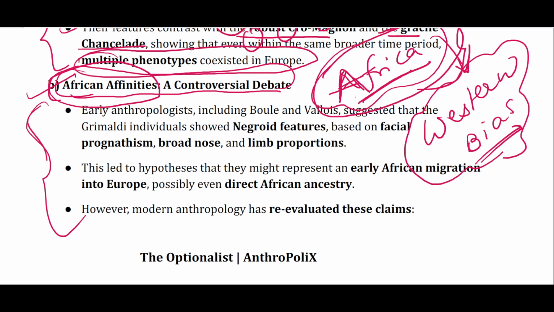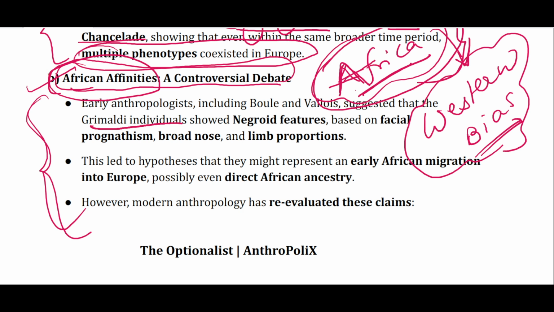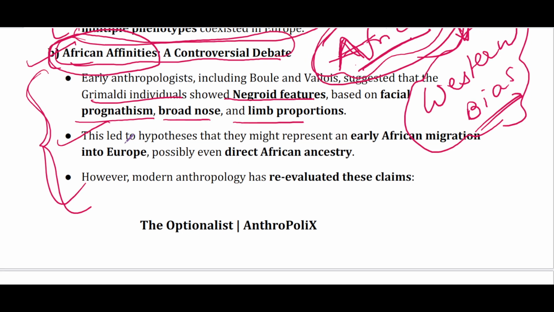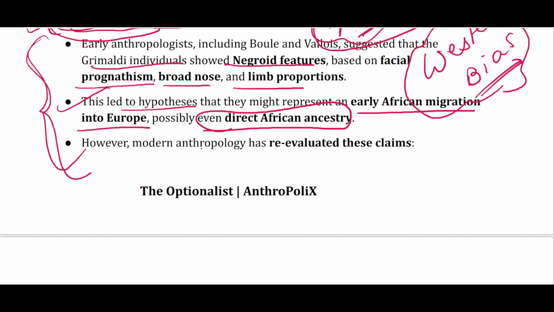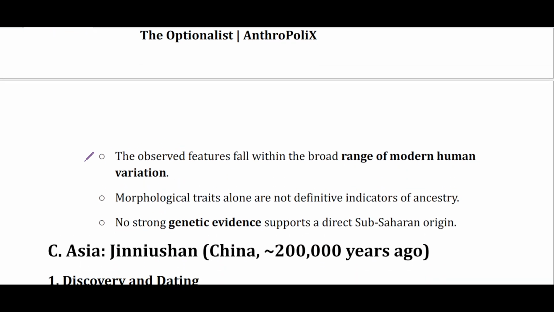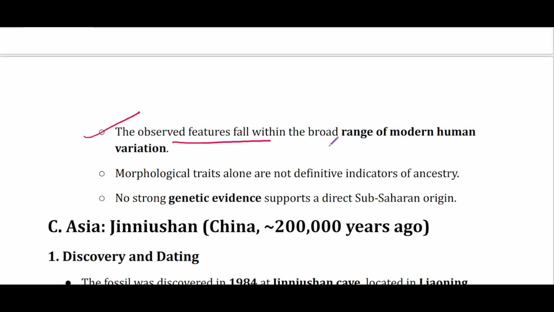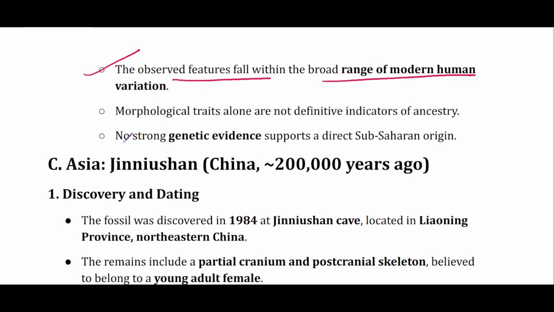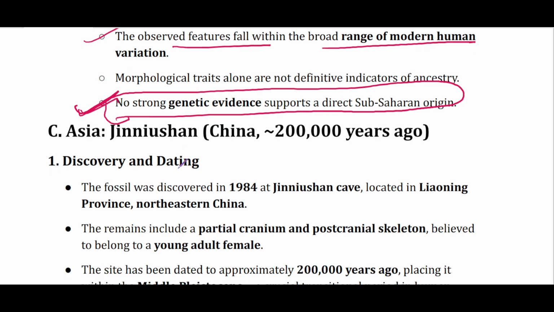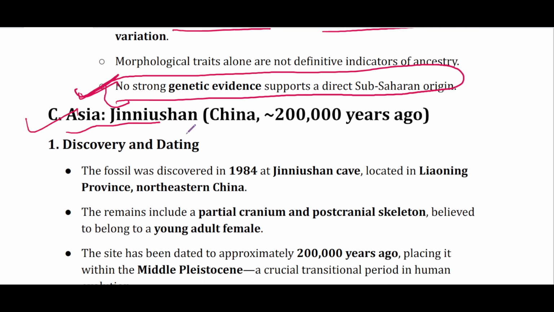Now the new debate suggests that some Grimaldi show negroid features like facial prognathism, broad nose, and limb proportions, and this led to the hypothesis that Grimaldi might be an early African migration into Europe, or possibly direct African ancestry. But modern anthropology has re-evaluated these claims to fit the narrative they believe in, and the observed features fall within the broad range of modern human variation, with no strong genetic evidence that supports a direct sub-Saharan origin. Okay, now let's move on to the next evidence from Asia.